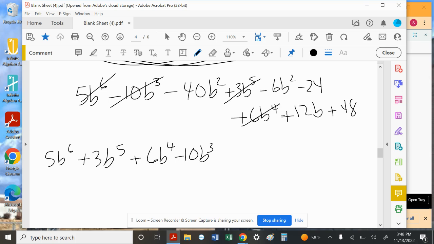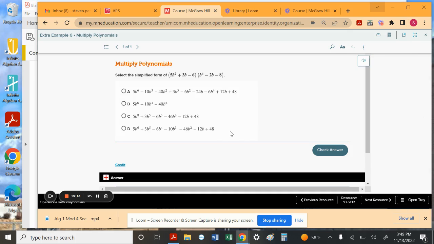I have 1, 2b to the second, minus 40, minus 6. I have 12b. I have minus 24 plus 48, which is plus 24. So it looks like I have a bunch of numbers here. So, and it's consecutive as we go down there. So notice it's got to be sixth, third. Now this is not a good way to write it. Sixth, fifth, third, oops, minus 46b to the fourth.